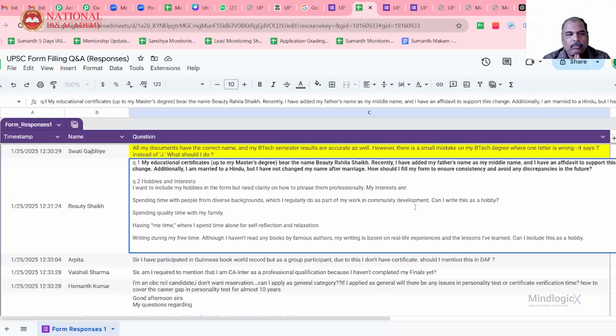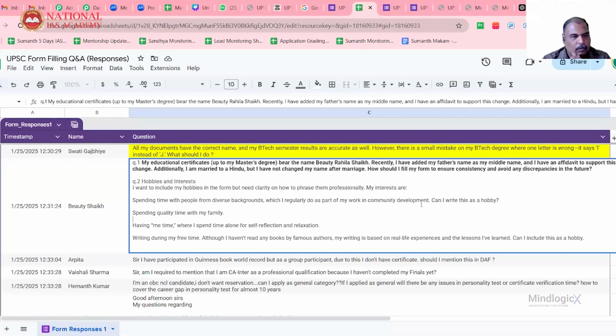And the second question is a typical confusion a student has: spending time with people from diverse backgrounds as a part of community development, spending time with family. These are not hobbies. Rather, you need to restructure this as journaling. Journaling can be the word you can use here. And however, Beauty Sheikh, as you have a background in CSR projects, you can mention more about the CSR work.